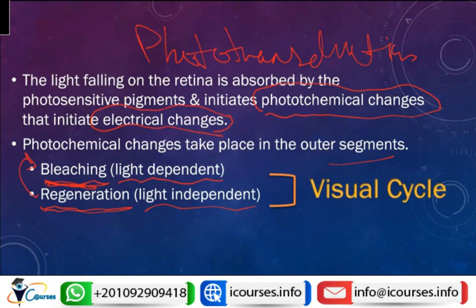Again, the visual cycle consists of two main phases. One occurs under exposure to light, called bleaching, in which there are photochemical changes of the visual pigments that result in the formation of electrical changes or electrical charges. Then in the dark, there will be regeneration of the photopigments.